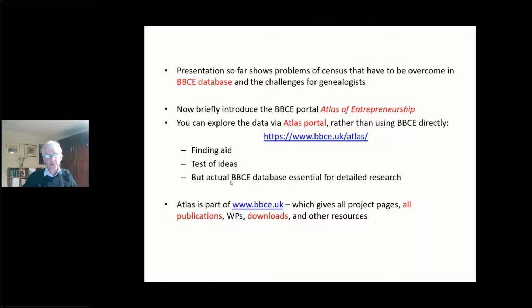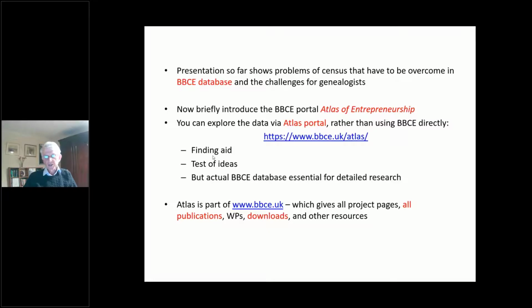So the presentation so far has given you an idea of the database, how we've constructed it, and some of the problems that are of interest to you perhaps now, looking at this for genealogy and local history purposes. Now, very briefly at the end, I'm going to whiz through the Atlas of Entrepreneurship as a portal. It's obviously far better for you to go through it yourself online and use it in the way you want. There's the address. I'll give it to you again at the end.